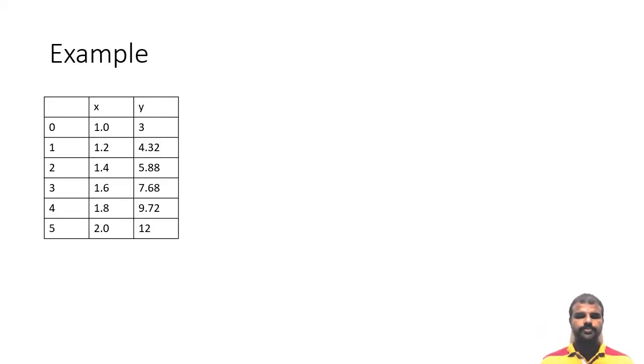Correct. So now we will try one simple example. The example is this. You are given 5 plus 1, that is 6 points. That means your function from 1 to 2 is divided into 5 equal subintervals. So the points are this. At 1 the function value is 3, then at 1.2 the function value is 4.32, etc. At 2 it's 12. Suppose you are supposed to calculate the integral of y dx from 1 to 2.